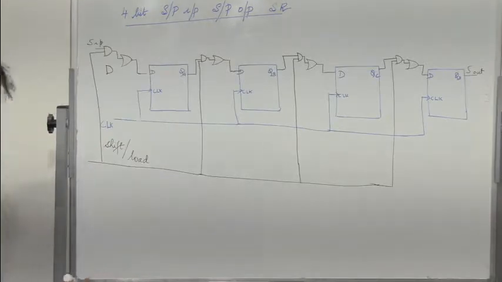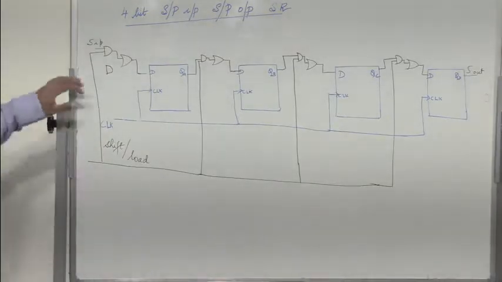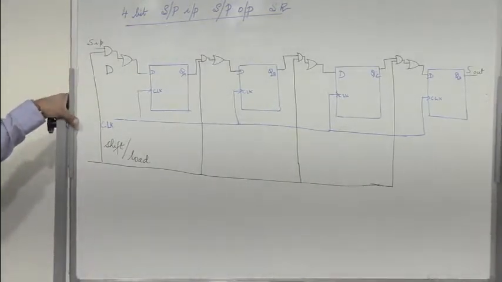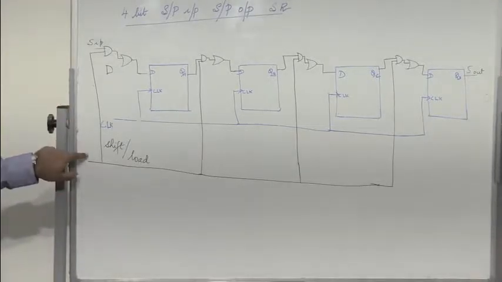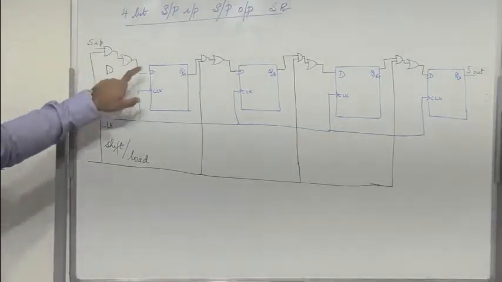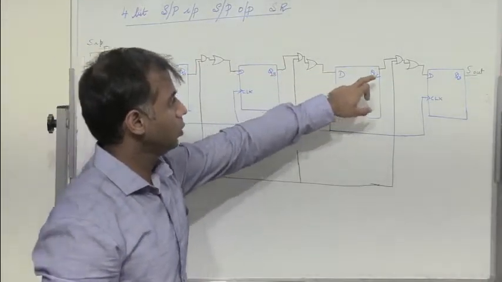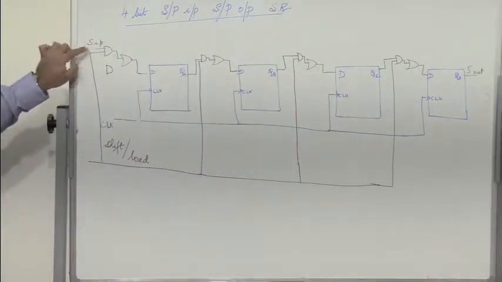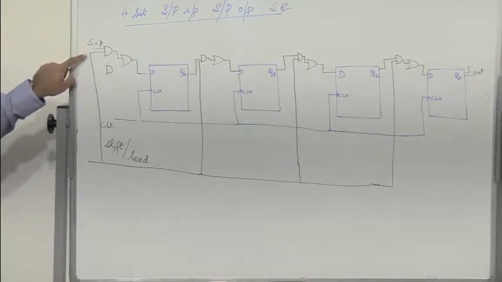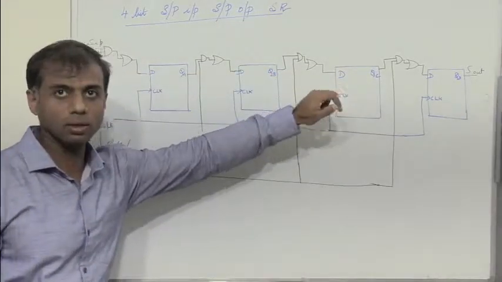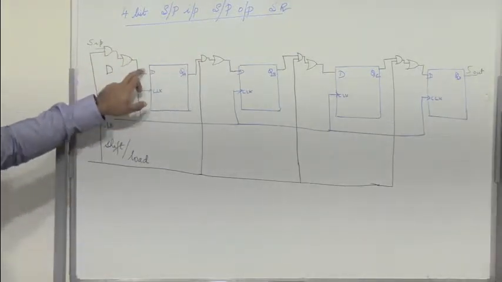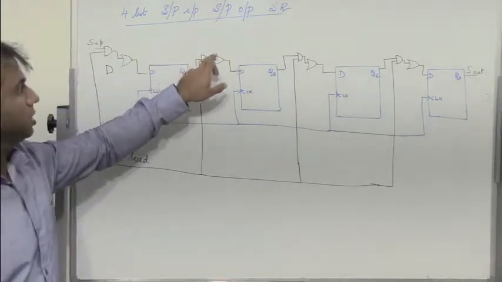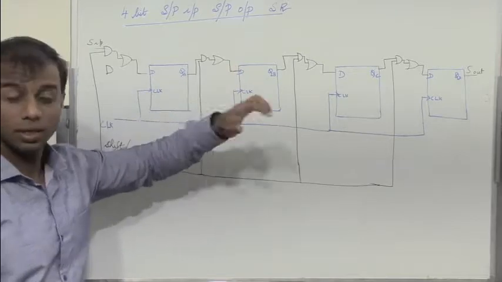So let's see how this works. So when I want serial input, serial output mode, I need this 1. So I get a 1 here, 1, 1, and 1. The data is fed here. Okay, so whatever data is fed, since the other input to the AND gate is 1, the same data appears here and appears here. The same data appears here and will appear here, and so on.